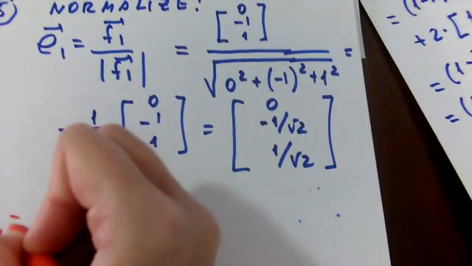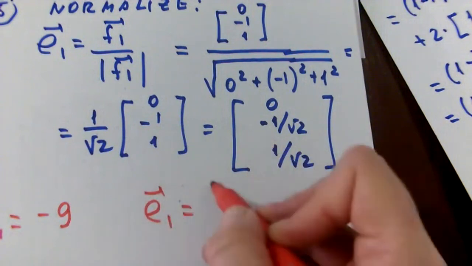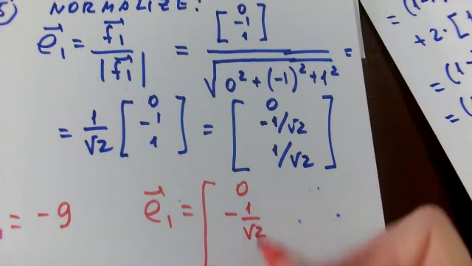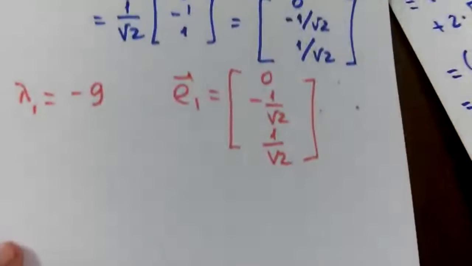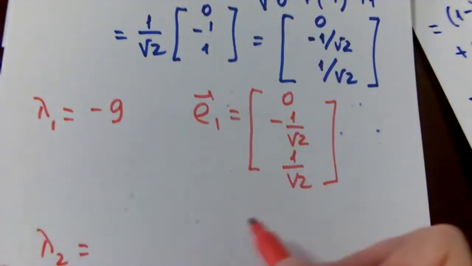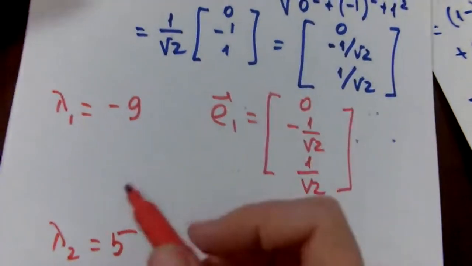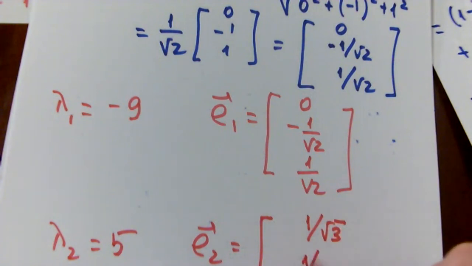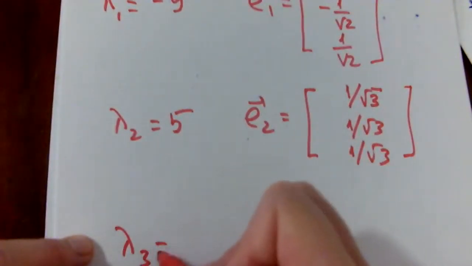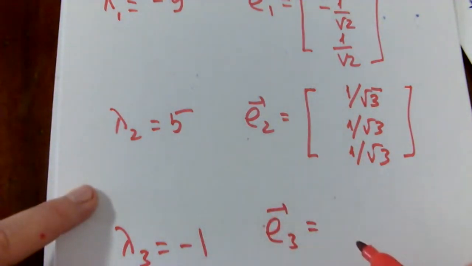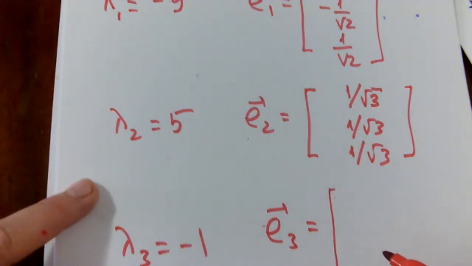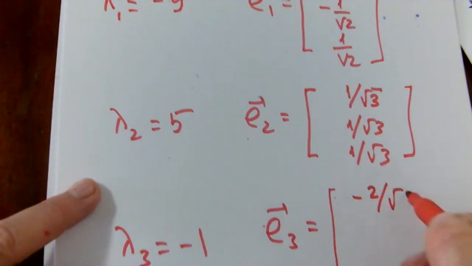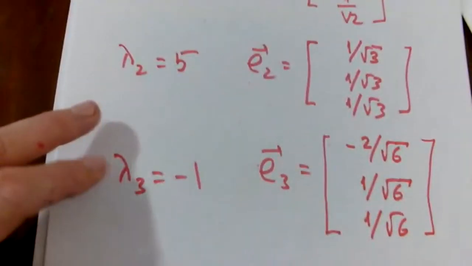Let's write it down. Lambda 1 is equal to -9 will give us the first vector E1, which is 0, -1 divided by the square root of 2, and 1 divided by the square root of 2. Again, to save your time, and because it's not very interesting to go through every single vector again, let's write down the results. For the second eigenvalue 5, we get E2, which is equal to 1 divided by the square root of 3 this time, the same second component and the same third component. Sorry, sliding out of view. And finally, the last eigenvalue is -1, and E3 corresponding to it will be our vector F3 divided by its length, which was the square root of 6 this time: -2 divided by the square root of 6, 1 divided by the square root of 6, and 1 divided by the square root of the same value.